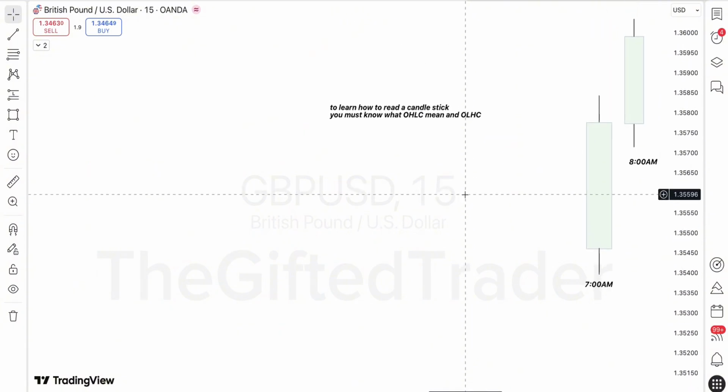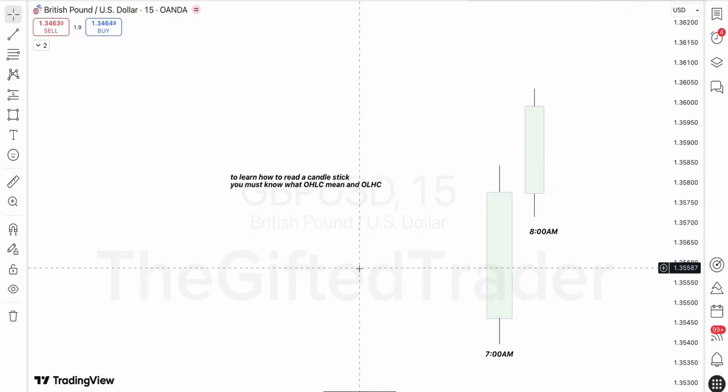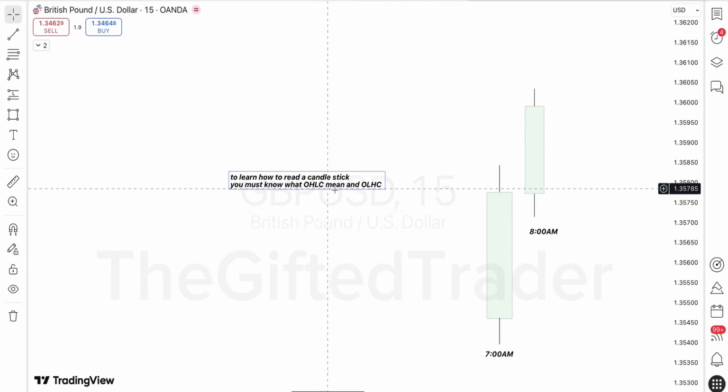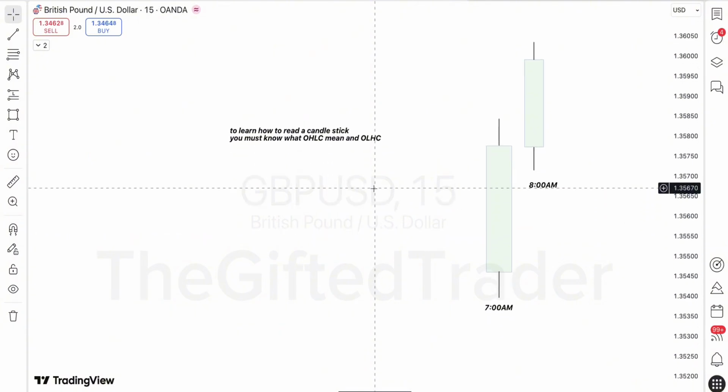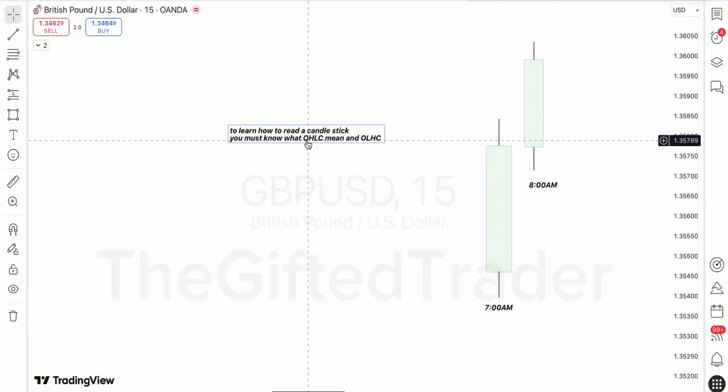To learn how to read a candlestick, you must know what open, high, low, close mean. And open, low, high, close. So to learn how to read a candlestick, you must understand what this means, right? That is open, high, low, close, and open, low, high, close.